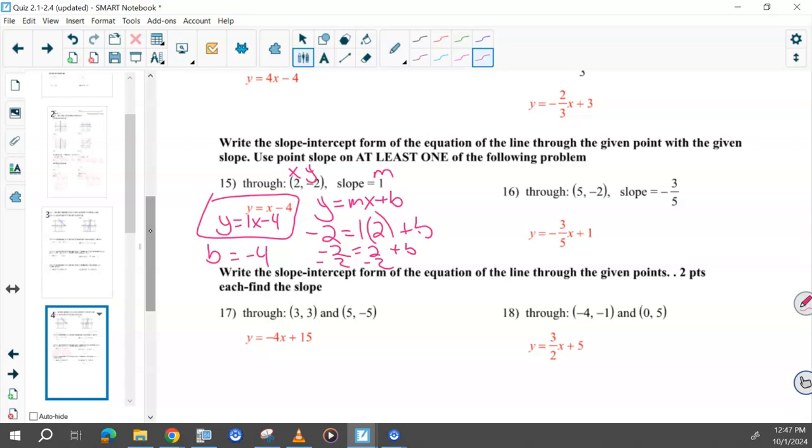Then if you use slope-intercept for this, you have to use point slope for this one, which is your y minus y1 equals m times x minus x1. If you forget that, it is over there on the board in pink. Feel free to go up there and look at it.